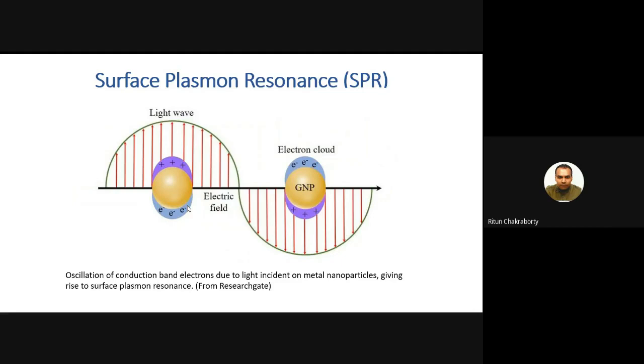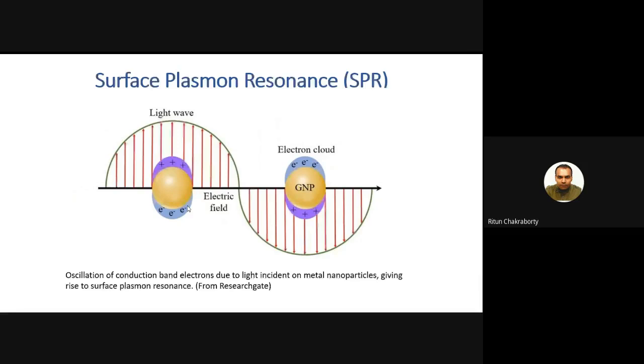Restore means it wishes to bring the charges back to their original positions. So there is a Coulombic attraction between the positive and negative charges, and because of this, a restoring force is there which tends to bring the charges back to their original position. And this results in oscillation of the electron clouds with respect to the positively charged ions. So you understand this?